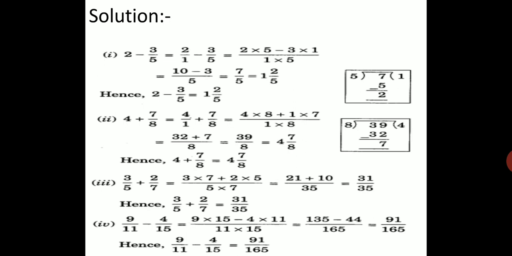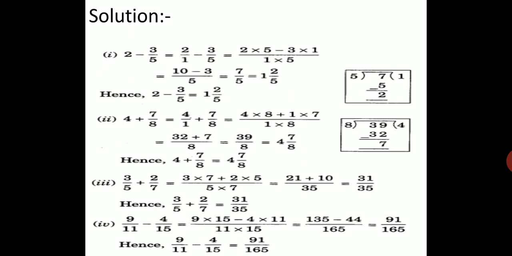The denominator should become 35, so I have to multiply with 5. 2 into 5, here also 7 into 5. So it becomes 2 into 5, 10. So 21 plus 10 divided by 35, 31 by 35. So the answer comes 31 by 35. You can see it is a proper fraction, so we are not converting it into a mixed number. We cannot convert this number to a mixed number.